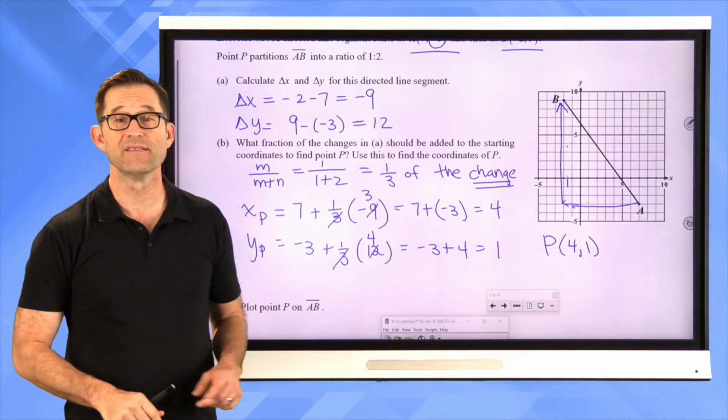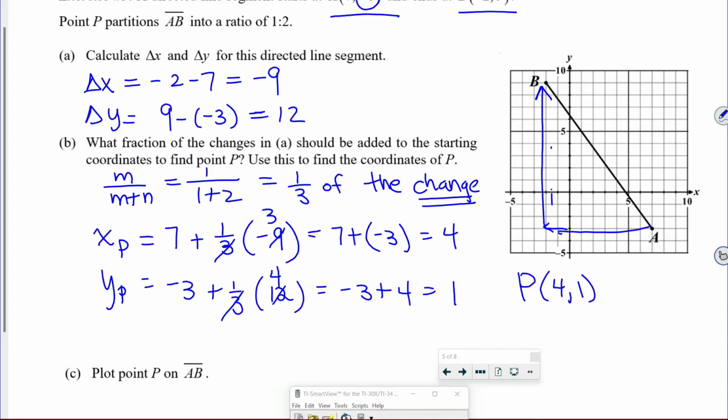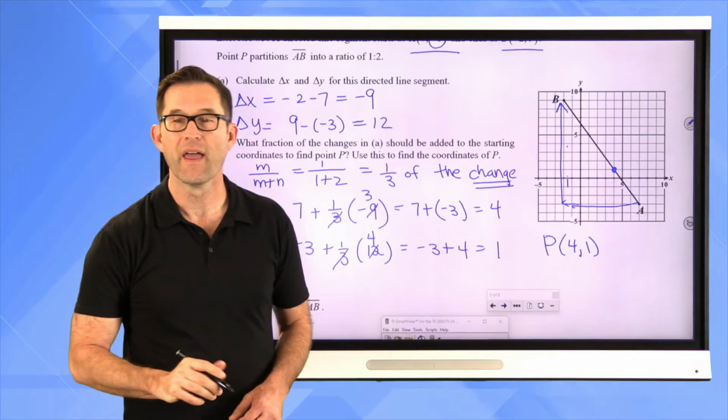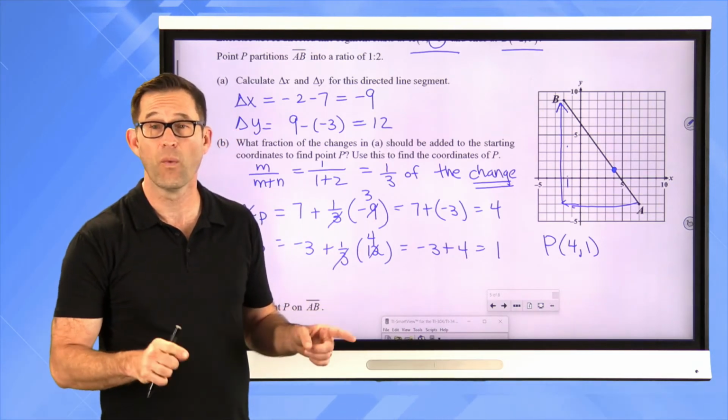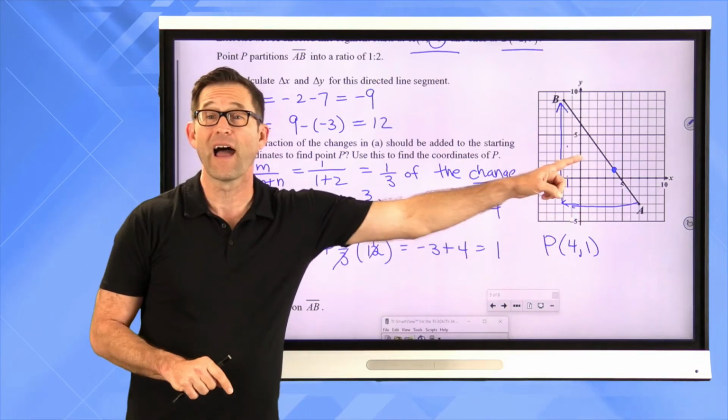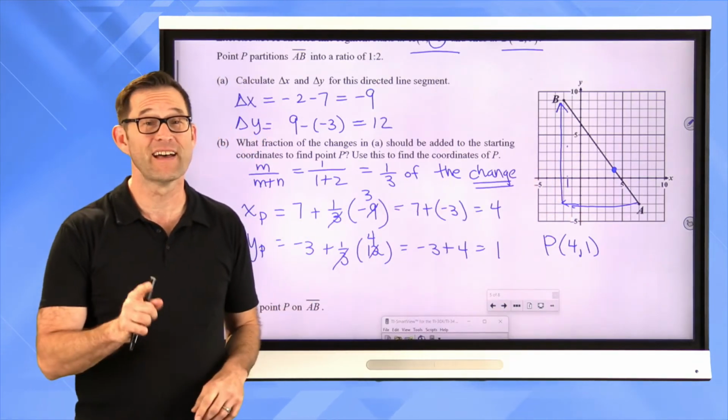And letter C, easy enough, plot point P on AB. Let's take a look for 1 right there. And again, if you want to feel confident about your answer, you could do 2 things. 1, if that point actually lies on the line segment, that's a good sign.